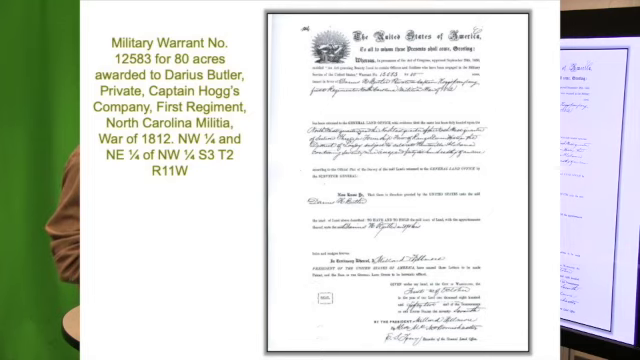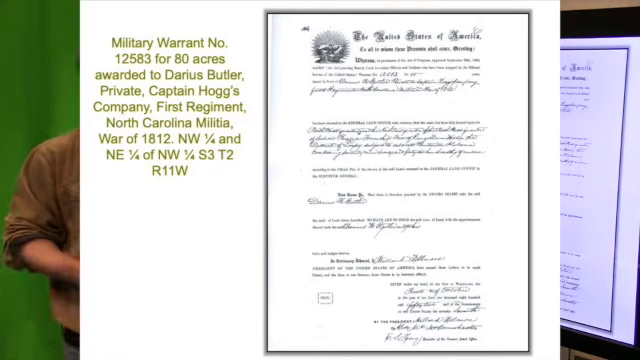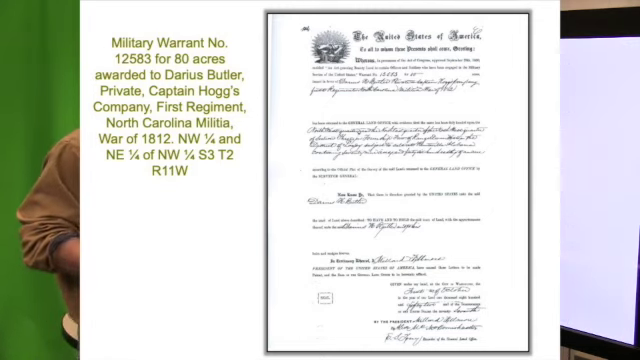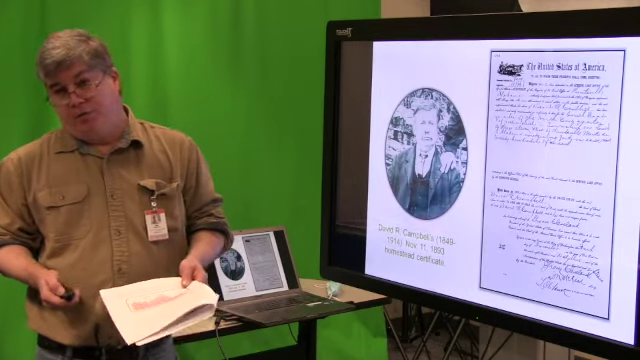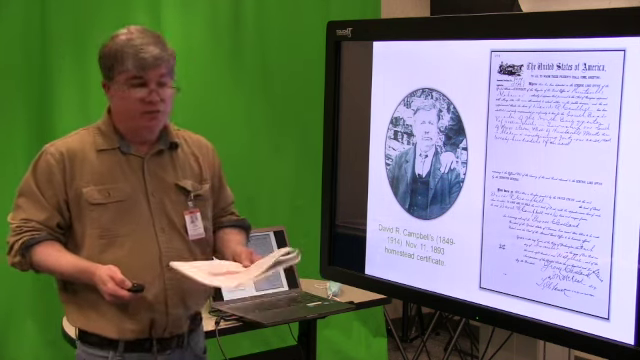This is for Darius Butler, who received warrant number 12583 for 80 acres in Lauderdale County. This doesn't tell you much about his military service, just that he was a private in Captain Hogg's company, 1st Regiment North Carolina Militia, and that he basically had to prove to the government's satisfaction that he was a veteran in good standing and entitled to bounty land. So that may help if you find a bounty land warrant for an ancestor, that means he served. They may have applied and been rejected. My third great grandmother Mary got rejected for some reason.